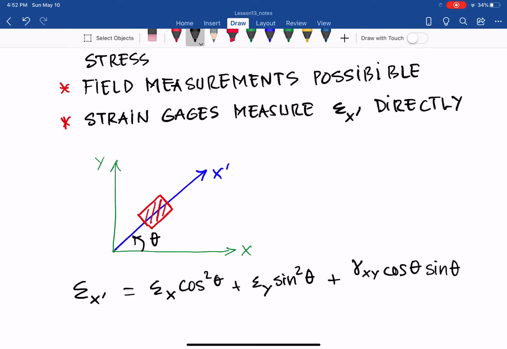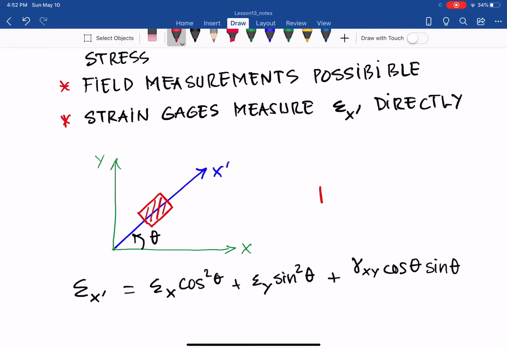So basically, we have one equation and three unknowns, which, as I just mentioned, are epsilon X, epsilon Y, and gamma XY, when we only measure epsilon X'. So how can we deal with that? Just keep in mind, we have one equation.